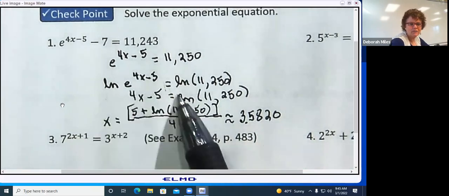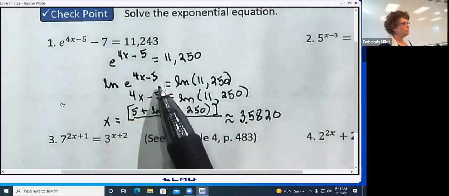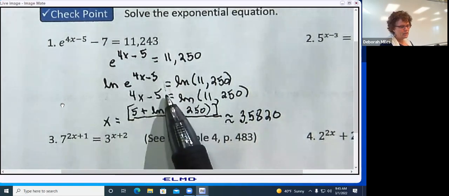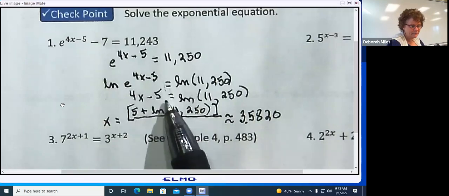All right, that one wasn't bad. Taking the natural log of both sides unexponentiated the 4x minus 5, and it was pretty easy to solve for x after that. Now these are getting progressively more difficult. That was the easy one.